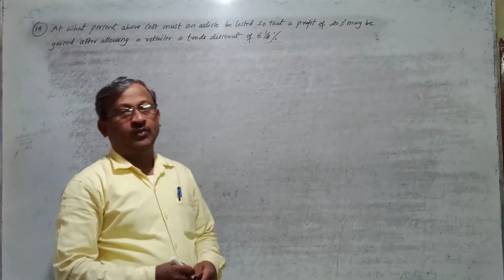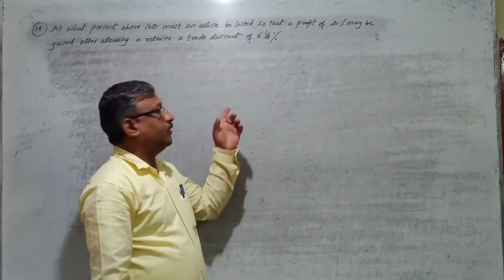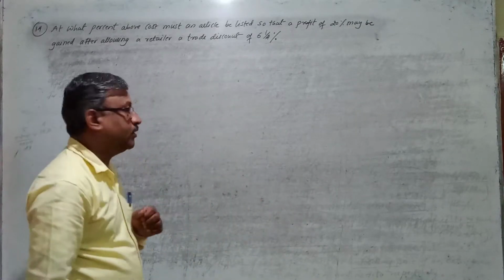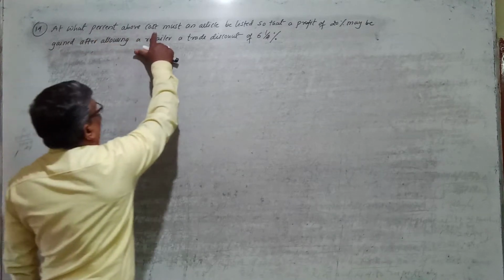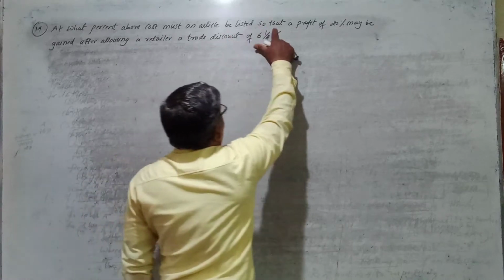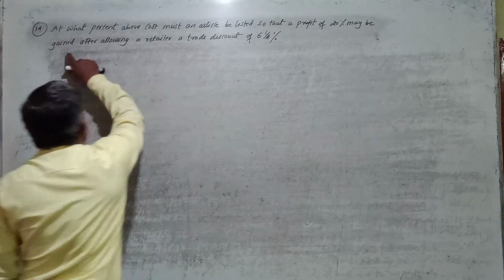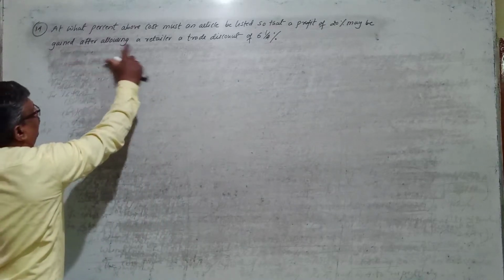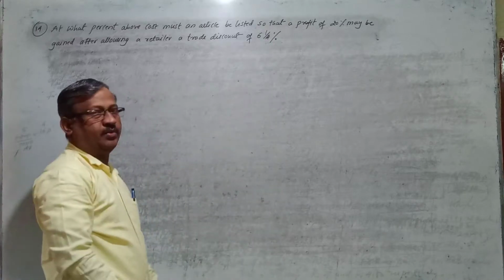Hello students. So let's continue with the problem already, the discount. I have taken the next sum on discount here. The problem is, at what percent above cost must an article be listed so that a profit of 20% may be gained after allowing a retailer a trade discount of 6 and 1/4%.